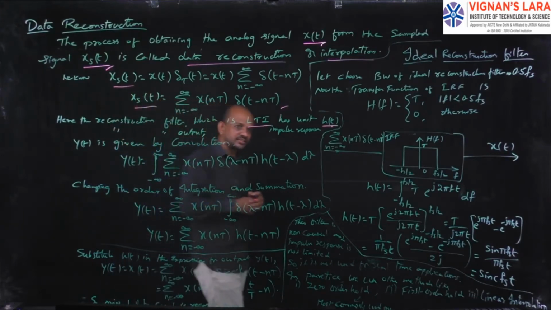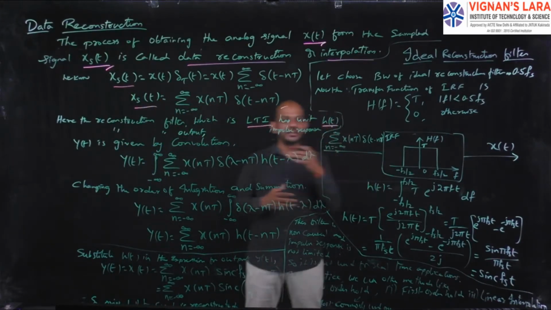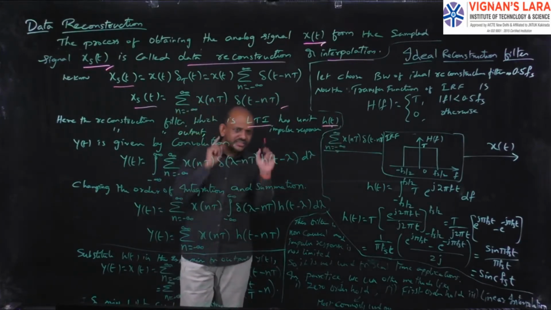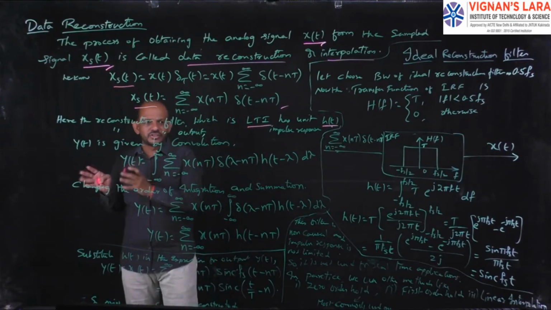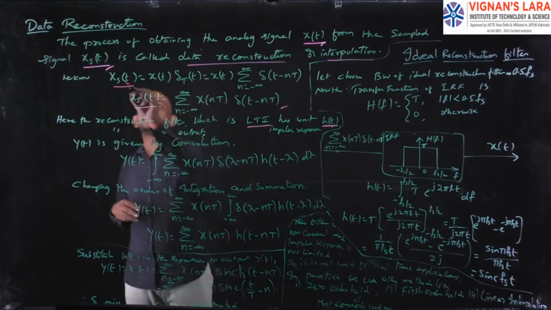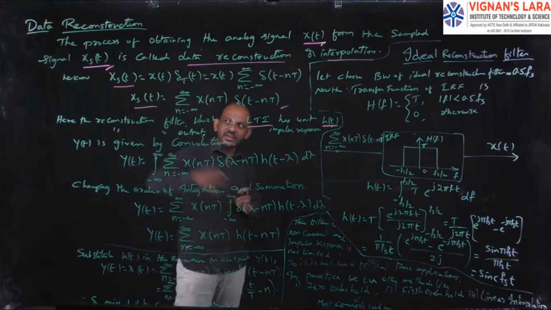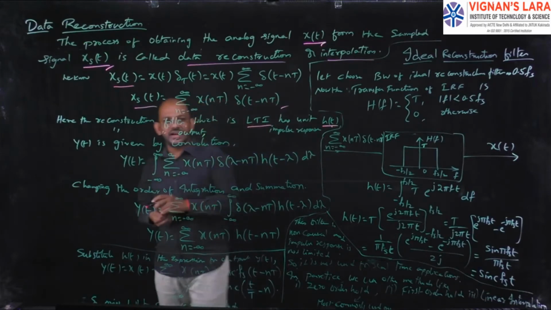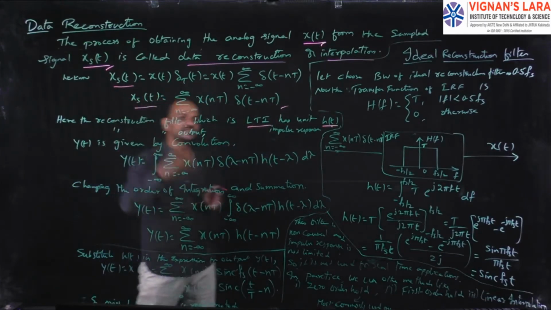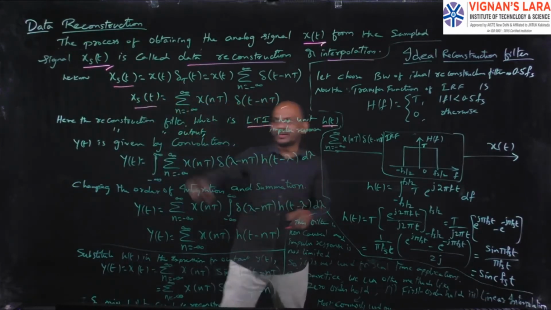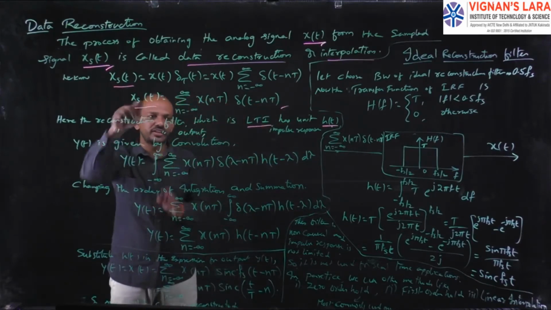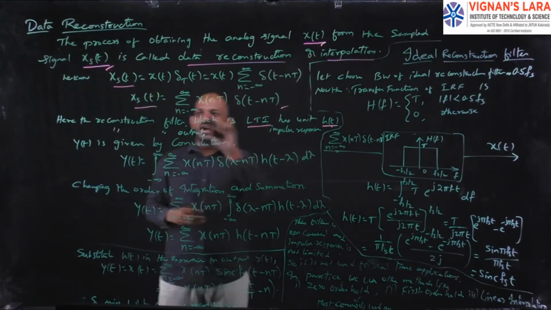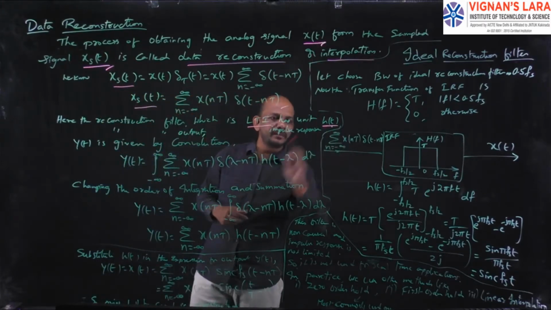Here I considered a reconstruction filter which is both linear and time invariant and has a unit impulse response h of t. For that reconstruction filter, the input will be the sampled signal. From the sampled signal I have to reconstruct the original data, so I give xs of t as input. From this I have to get x of t, the original signal, and the reconstruction filter has unit impulse response h of t.